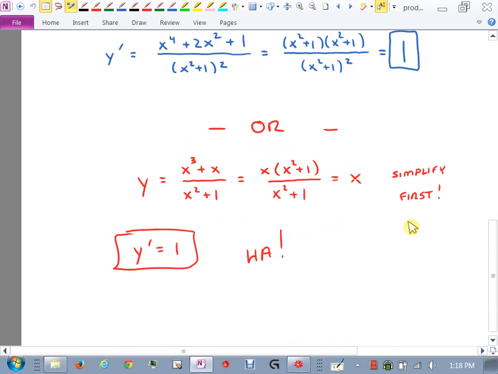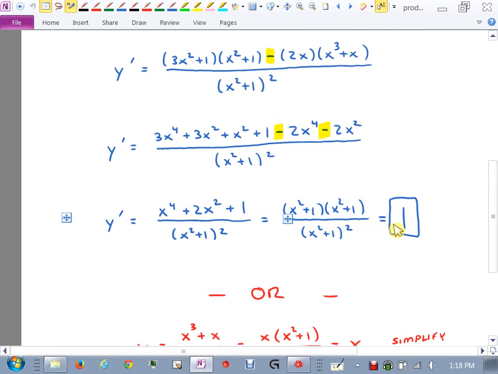However, if you would have started the problem before you did anything, before you take a derivative, and you would have factored an x out, then the top and bottom cancel, and y is x. And the derivative of x is 1. Ha! This was right out of the book. I didn't look. This problem, when I got it, I grabbed it out of a book. Okay, I just took it out of a book, and I did the problem. And then after I got 1, I said, wait a minute.